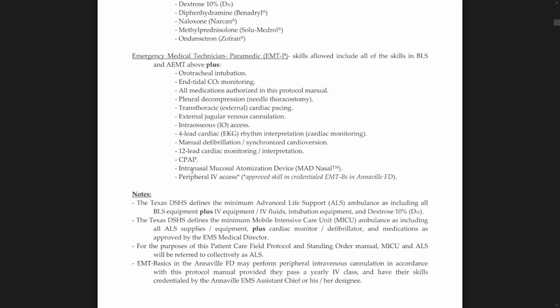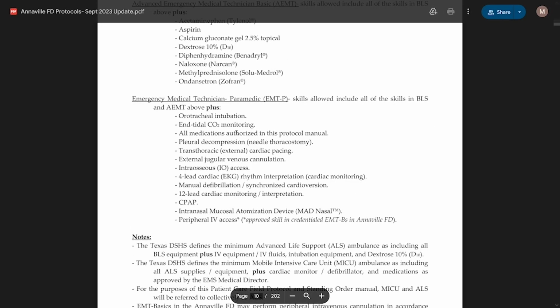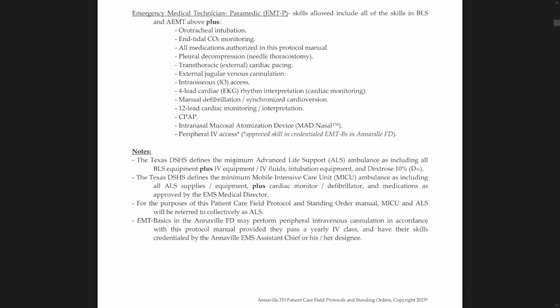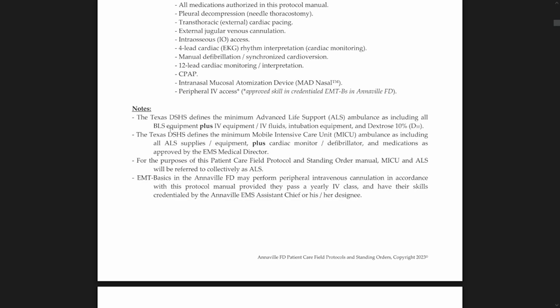You can administer medication via an intranasal mucosal atomizer device. And you can perform peripheral IV access, which is an approved skill for EMT-Bs as well. So those are generally everything you can do. We don't have access to things such as surgical crikes. We also don't have access to RSI protocols, but I'm okay with it, honestly.